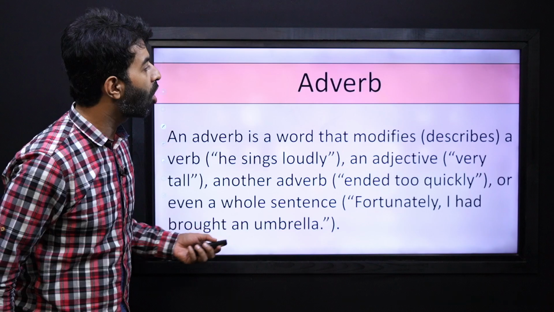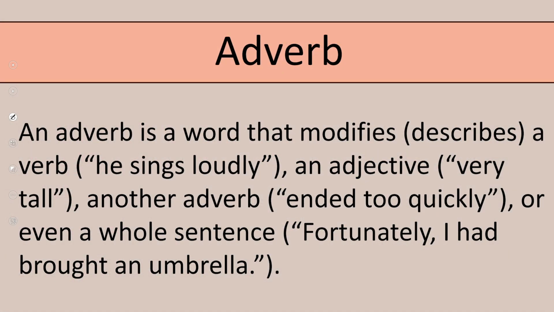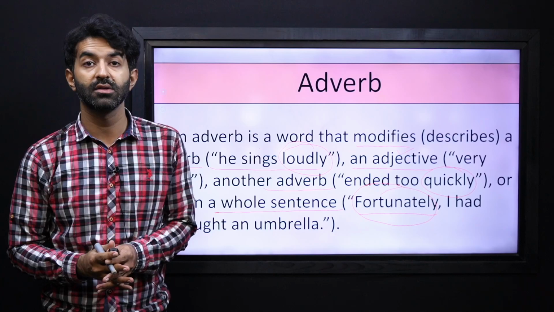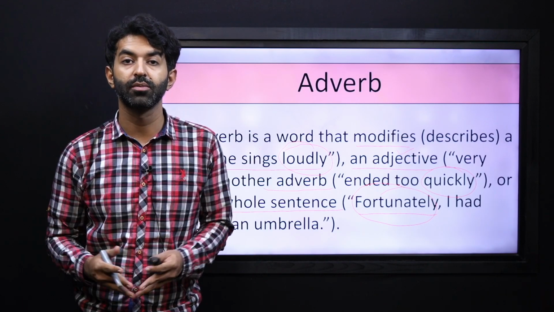Let's read and recall the definition of an adverb, which is a word that modifies or describes what? A verb. He sings loudly. How is he singing? Loudly. Now, we also modify adjectives and other adverbs with adverbs, or even the whole sentence. As you can see in the brackets, fortunately, and here in the previous one, quickly, these are our adverbs. It tells us when, how frequently something happens.